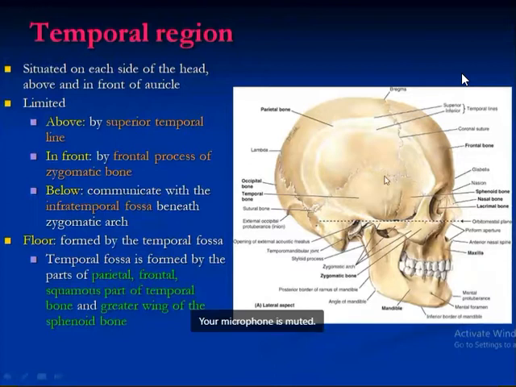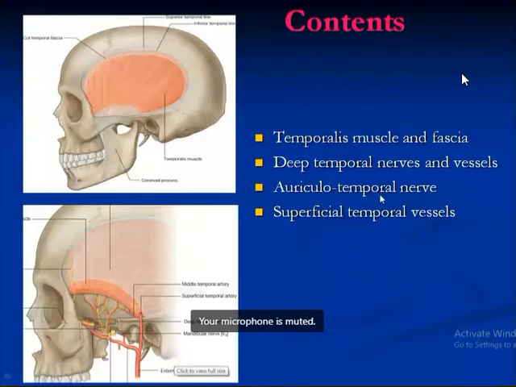Now, what is the content of the temporal region? We just have a single muscle, and that muscle is known as the temporalis muscle. You can see the temporalis muscle, and in the below diagram, you can see the fascia covering the temporalis muscle. Beneath that, you can see the artery and the nerve. These are known as the deep temporal nerve and vessels.